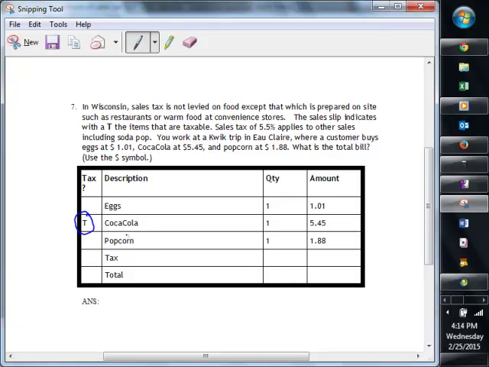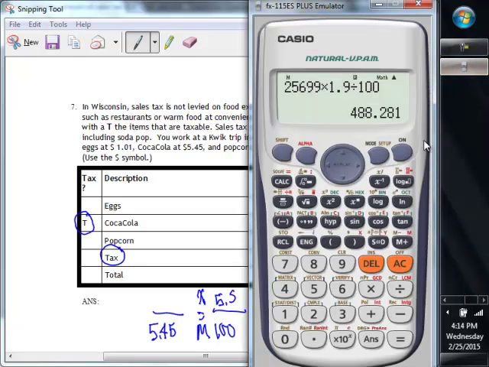Okay, so the first thing we want to do is determine the tax. So tax is based on merchandise at 100%. And we want to know the tax, which is 5.5%. The only thing that's taxable is the Coca-Cola. So we're going to do that calculation. 545 times 5.5 divided by 100 gives us a tax of 30 cents.